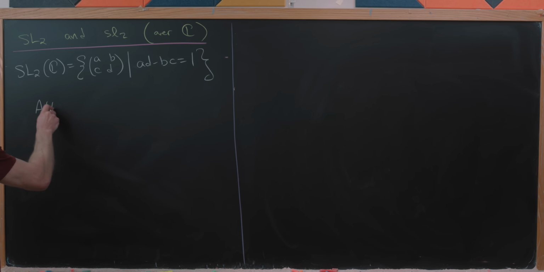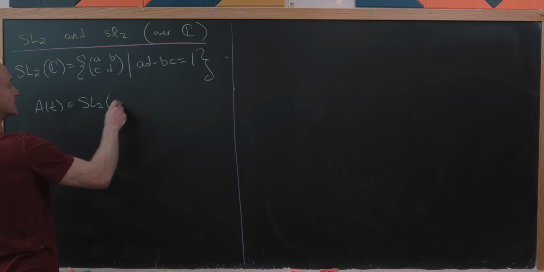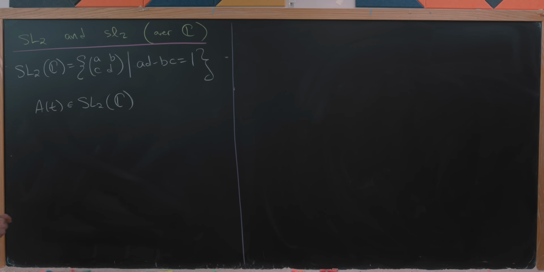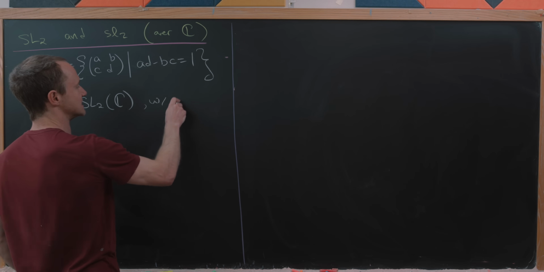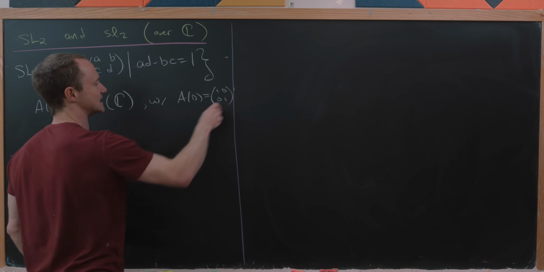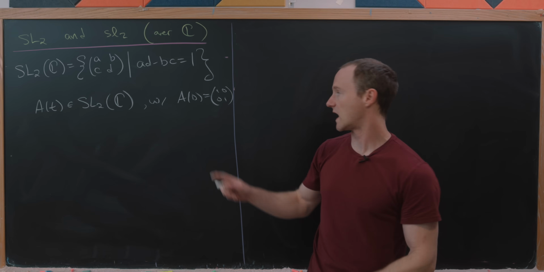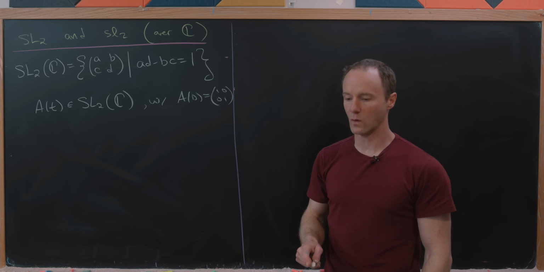So let's take A of t inside of SL2C. I'll probably append the C from now on, but just right now we'll leave it for just a second. And I want it to go through the identity. So that means I need A evaluated at 0 to be the identity matrix. Let's recall that that's just the matrix read row-wise, 1, 0, 0, 1.